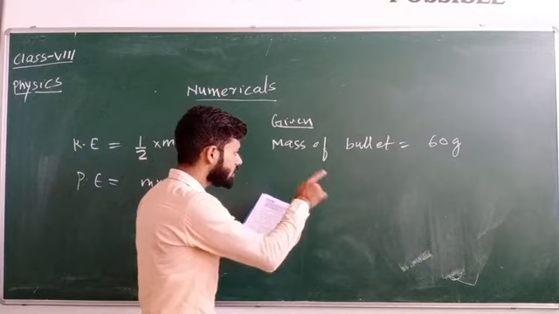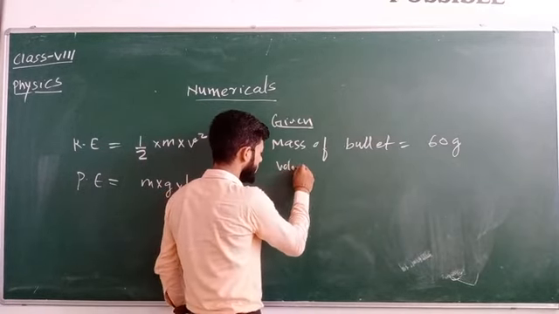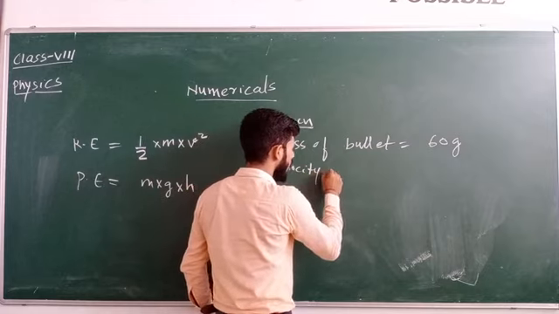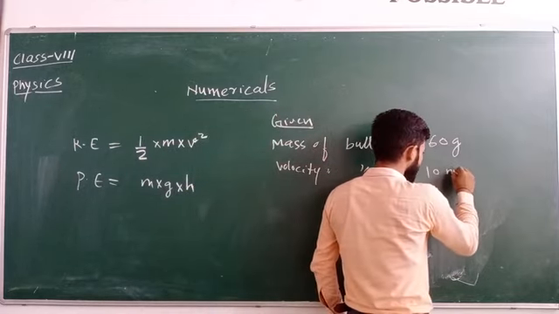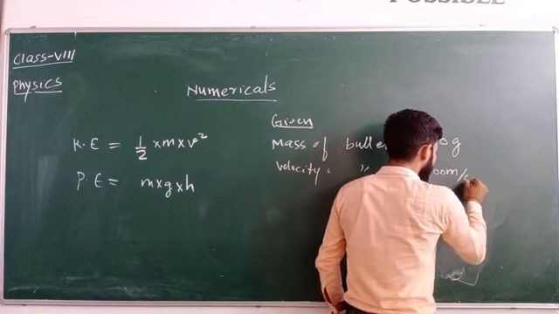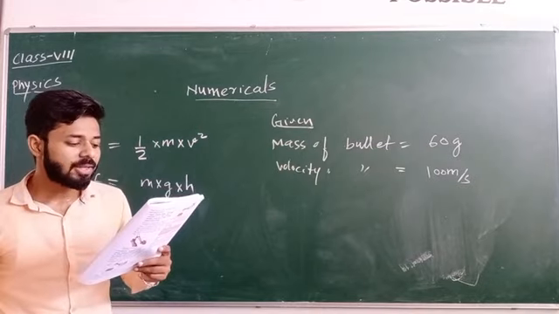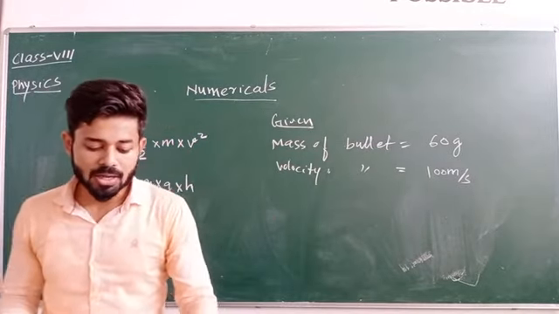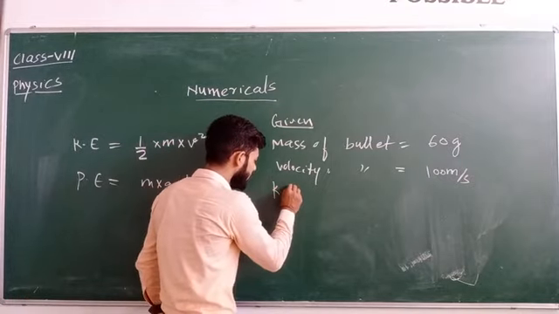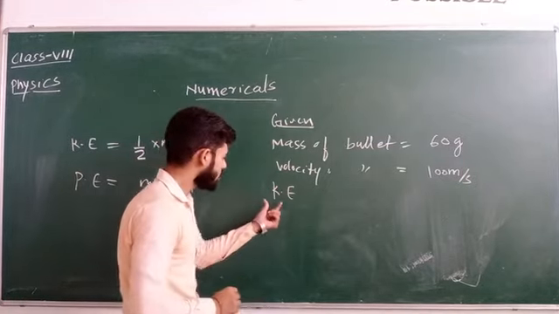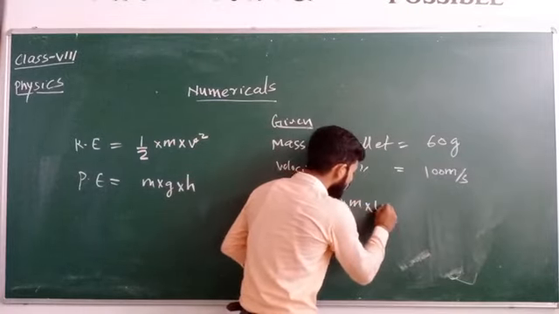Now this bullet is moving with a velocity v. Velocity of bullet is 100 meter per second. Now find the kinetic energy. So what we have to find is the kinetic energy. Now what is the formula of kinetic energy? That is 1 upon 2 into m into v square.